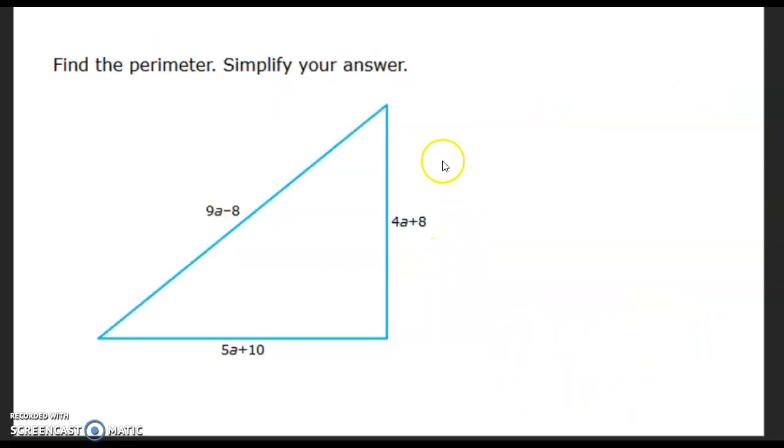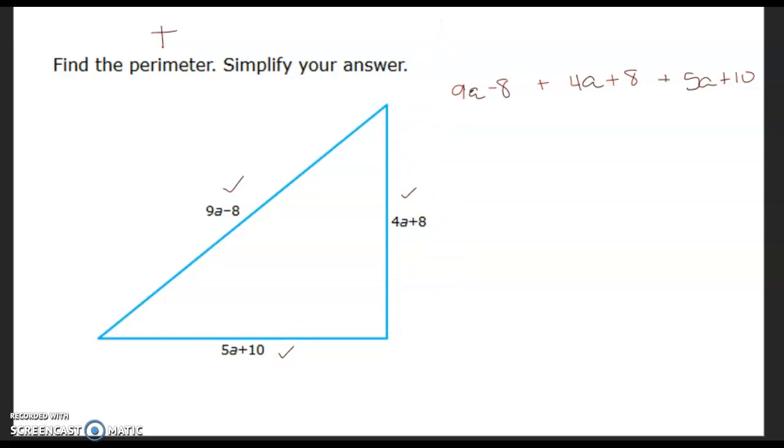Let's do another example. This one's a little bit more complicated. Find the perimeter. Okay, that means we're adding. That always tells me we're adding, because area is when you multiply. So we have 9a minus 8 plus 4a plus 8 plus 5a plus 10. The reason why I put check marks next to the lines is to remind me that I'm adding up all of them.